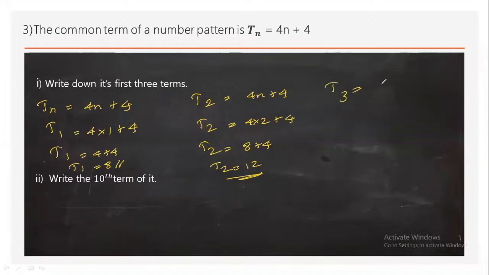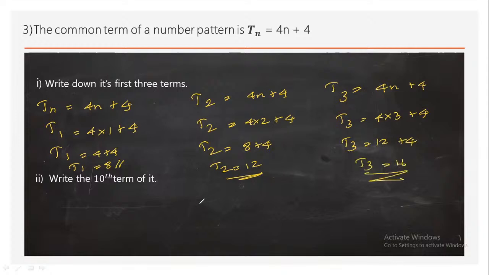T3 equals 4n plus 4. T3 equals 4 into 3 plus 4. T3 equals 12 plus 4. T3 equals 16. So the terms are 8, 12, 16. Write the 10th term of it. You have to find the 10th term, T10. Then substitute the value. T10 equals 4 into 10 plus 4. Instead of n, substitute 10 here. 40 plus 4. T10 equals 44.